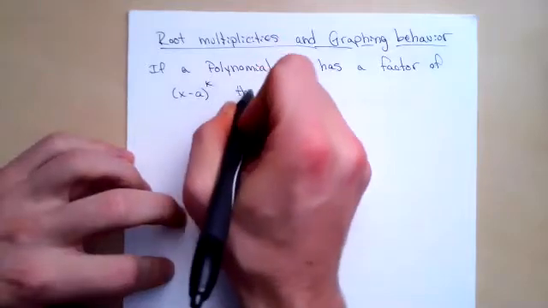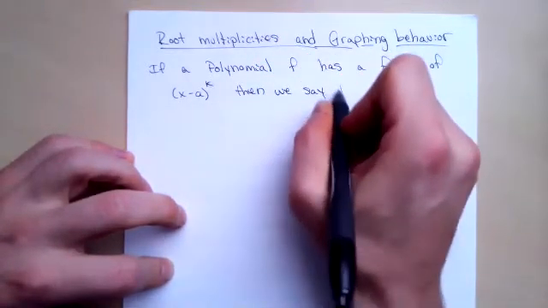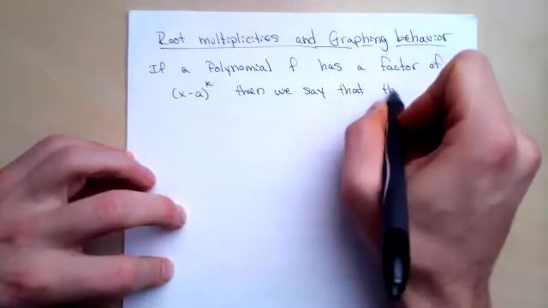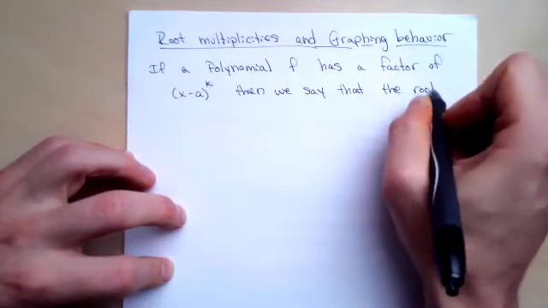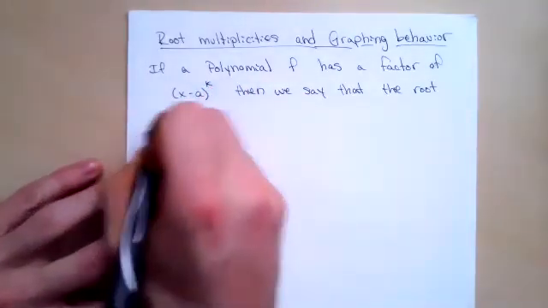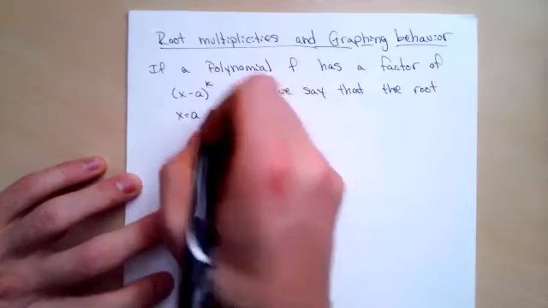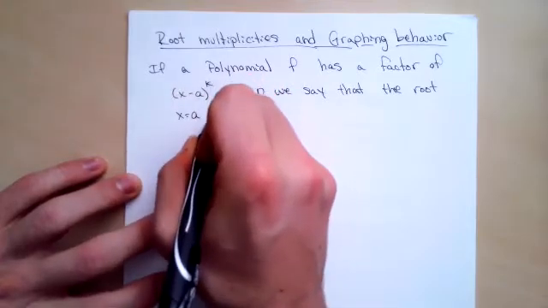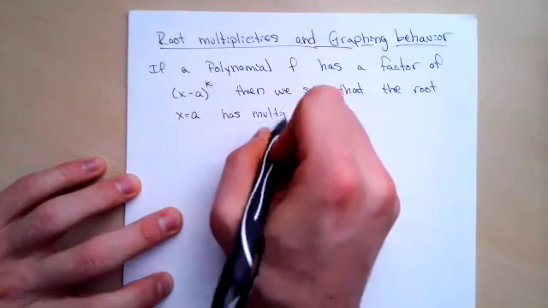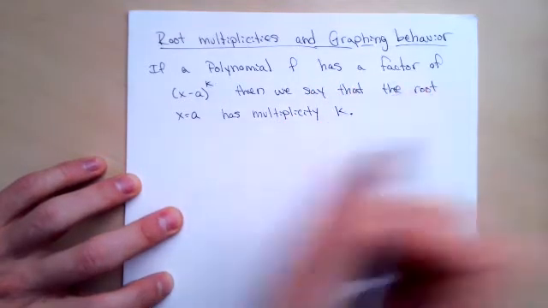Then we say that the root x equals a. So a is a solution, is an x-intercept when I take f and set it equal to 0. And we say that it has multiplicity k.